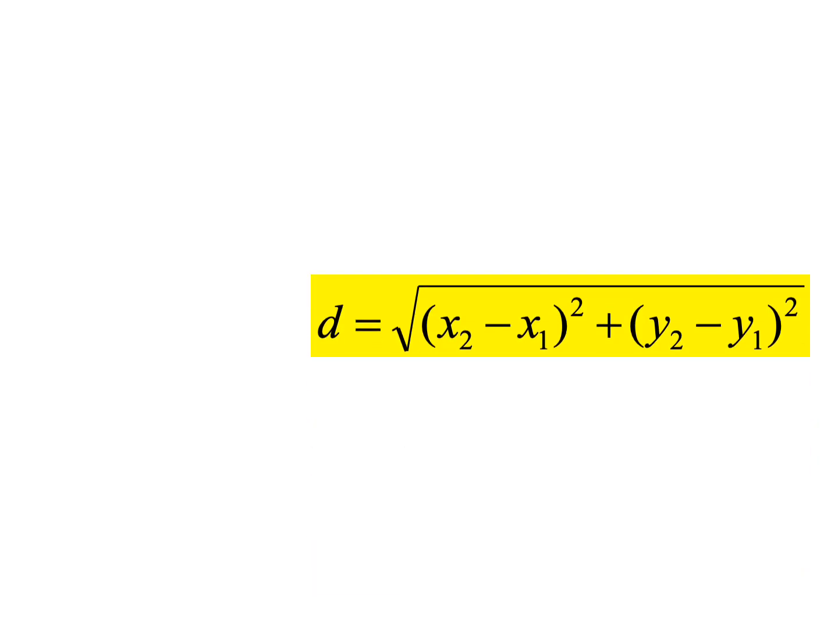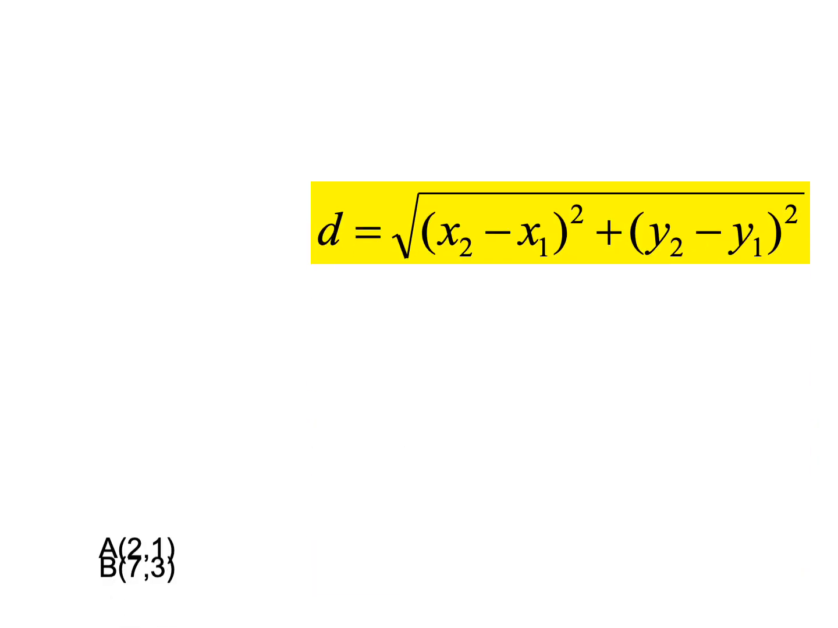All right, let's look at one. There's the formula again. Let's look at one example just to make sure we're good on this. I have to give you the 2 endpoints, right? It's a segment, so it has 2 endpoints. So I give you the 2 points, point A, point B. They could be called anything.